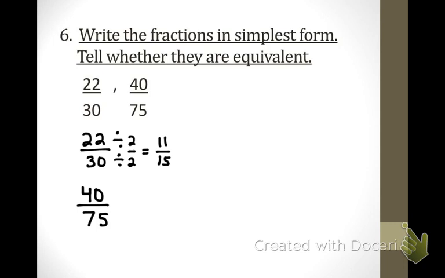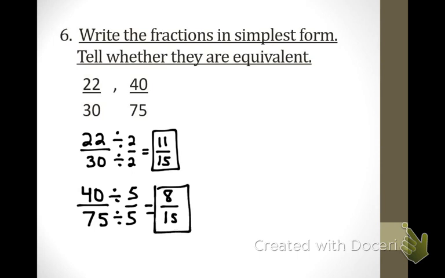11/15 is correct. Now let's go ahead and reduce 40/75. What number can go into 40 that also goes into 75? The number 5. Just remember, whatever you divide by on top, you also have to divide by on bottom. Asia, when you do this, what do you get? 8/15. Alex, is 11/15 and 8/15 equivalent to each other? No, they are not. The only way they are equivalent is if they are the same exact fraction, and those are 2 separate fractions. Okay? All right, let's go on to the next one.